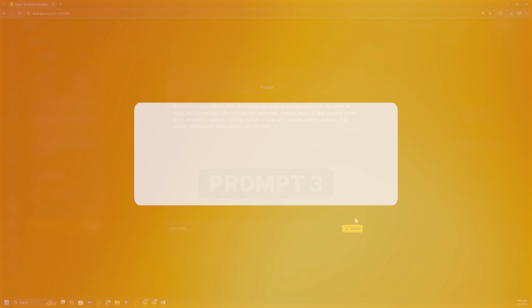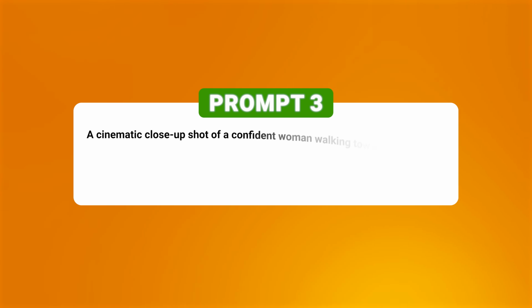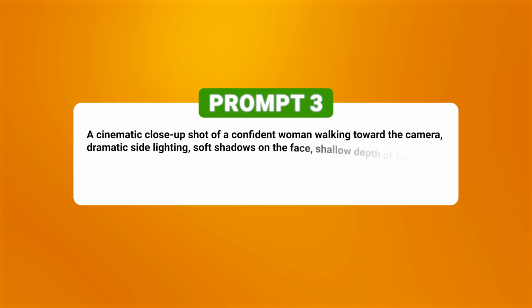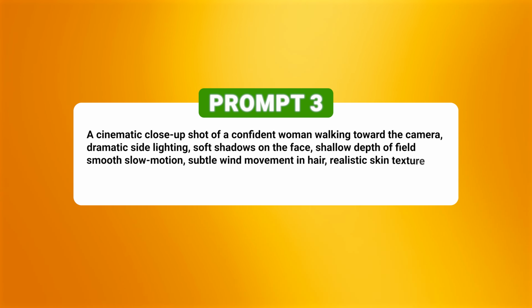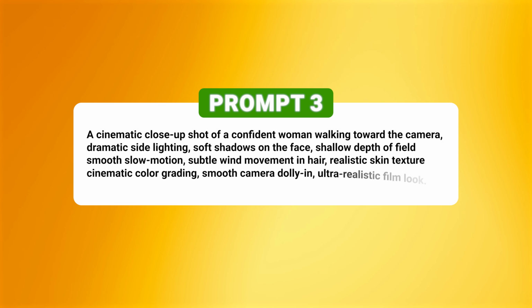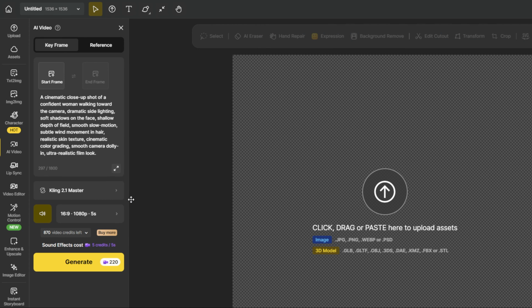You can copy and reuse this: a cinematic close-up shot of a confident woman walking toward the camera, dramatic side lighting, soft shadows on the face, shallow focus, slow motion, subtle wind movement in hair, realistic skin texture, cinematic color grading, fluid camera, dolly forward, cinema-grade realism. This works great for influencers, stories, or short films.